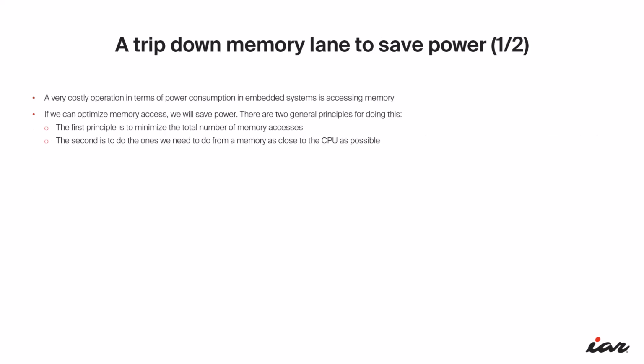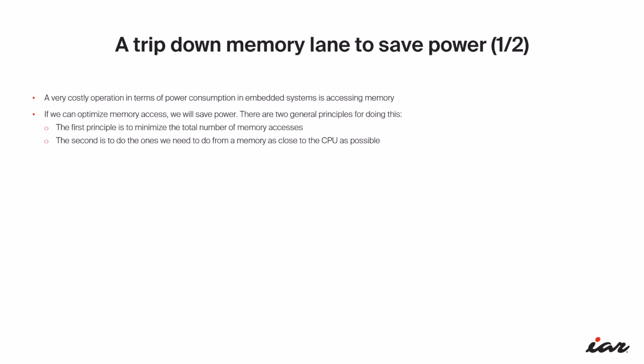So talking about memory accesses. A very costly operation in terms of power consumption in embedded systems is accessing memory. If you can optimize memory access, then we will save power. There are two general principles for doing this. The first principle is to minimize the total number of memory accesses. The second is to do the ones you need as close as possible to the CPU.